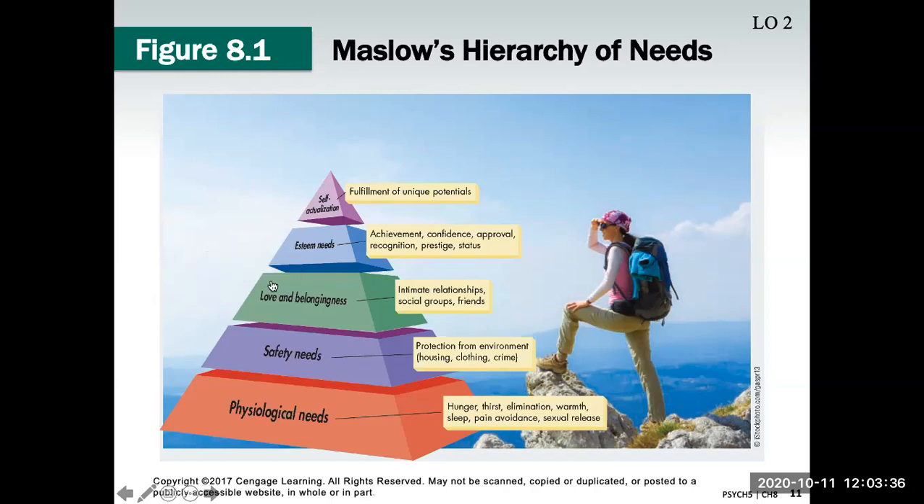So love and belongingness, intimate relationships, esteem needs, achievement, confidence, that sort of thing. And then self-actualization, which is what everybody thinks about when they think about Maslow, fulfillment of unique potentials. So you are literally on top of the pyramid. You have sorted out your physiological needs. You're safe. You're loved. You have achieved, and then you're kind of psychologically free to develop yourself in creative ways, in ways that fulfill you as a human being and your desires, that sort of thing.